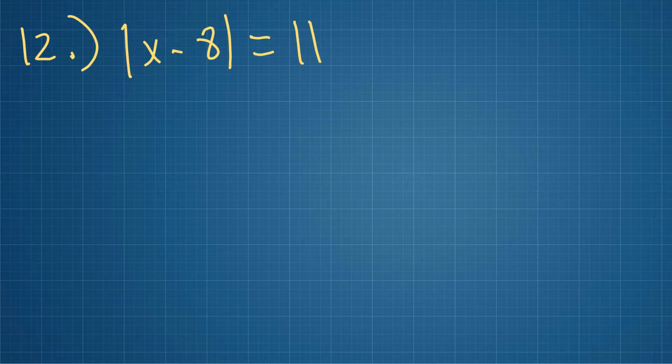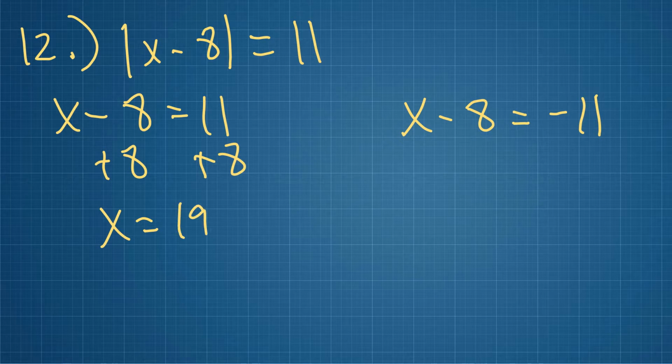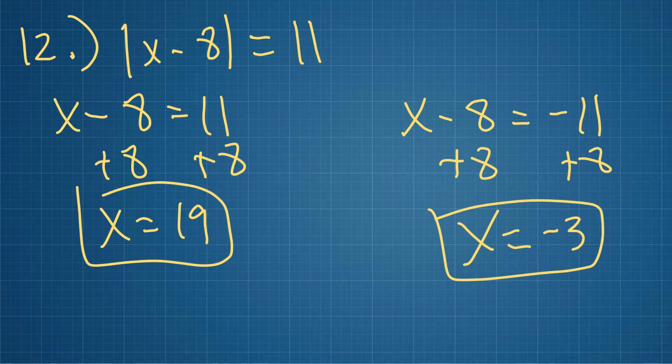All right, number 12, I have the absolute value of x minus 8 equals 11. I'm going to write x minus 8 once equals 11. Then I'm going to write it again, x minus 8. This time it's equal to negative 11. I add 8 to both sides. I get x equals 19. There's my first answer. Add 8 to both sides. I get x equals negative 3. There's my second answer. That's it for 12. You can plug them both in and check, and they should both work.